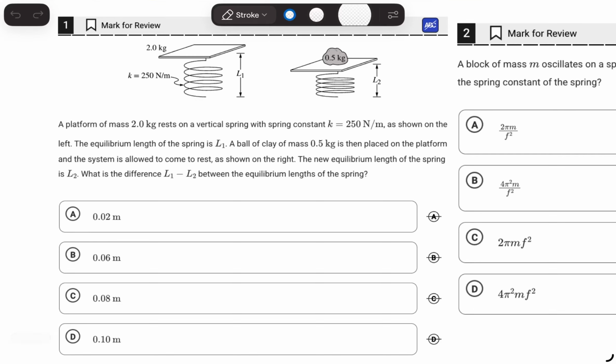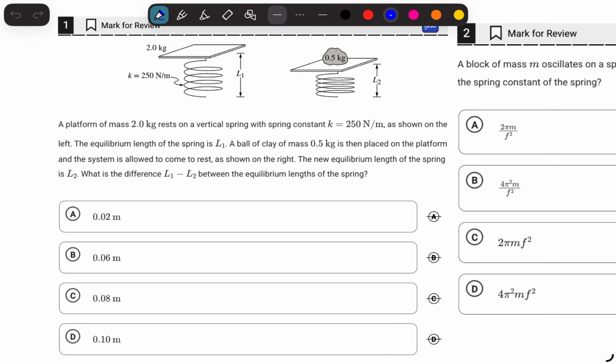In this video, we're going to be going over some simple harmonic motion practice problems. So a platform of mass 2.0 kilograms rests on a vertical spring with a spring constant k equal to 250 newtons per meter, as shown on the left. The equilibrium length of the spring is L1.